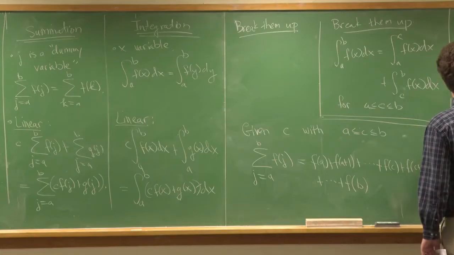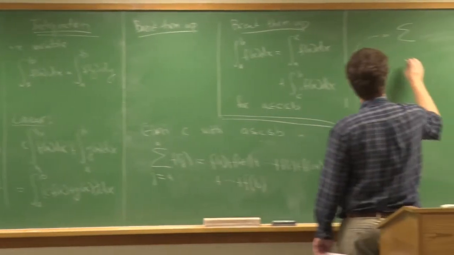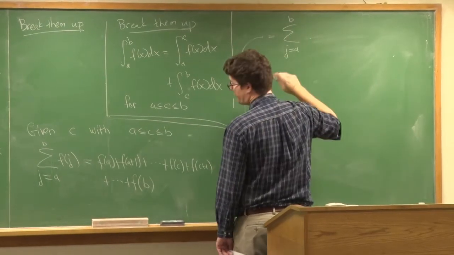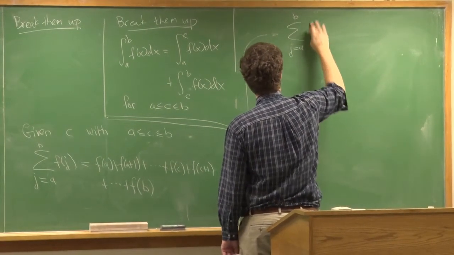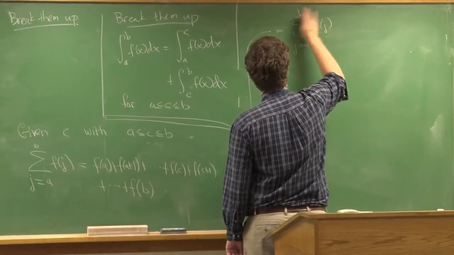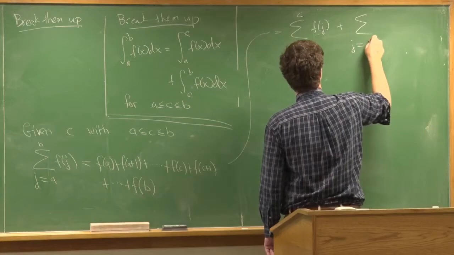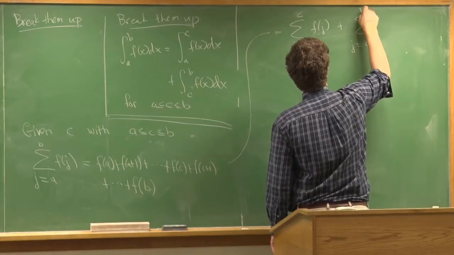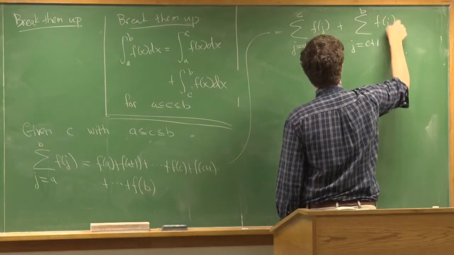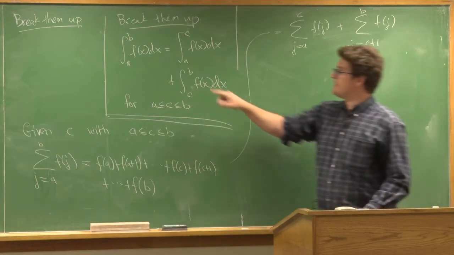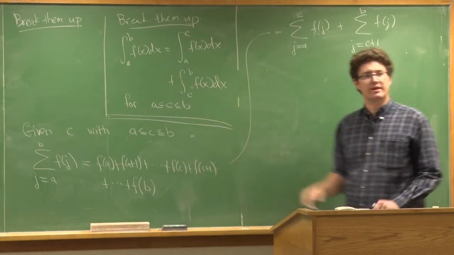Right, so this is equal to the sum from j equals a to c of f(j), plus the sum from j equals c plus 1 up to b of f(j). Okay? Does that make sense? In the same way that you break up an integral into two pieces, you can break up a sum in the same way.